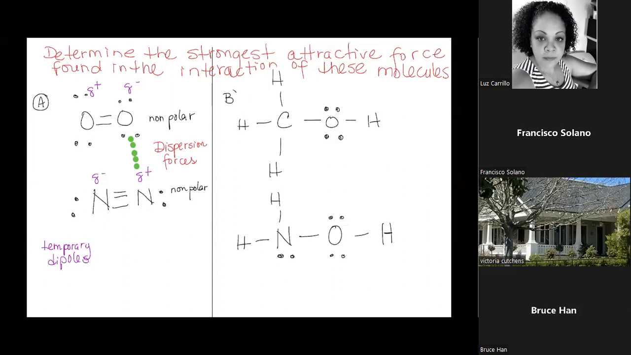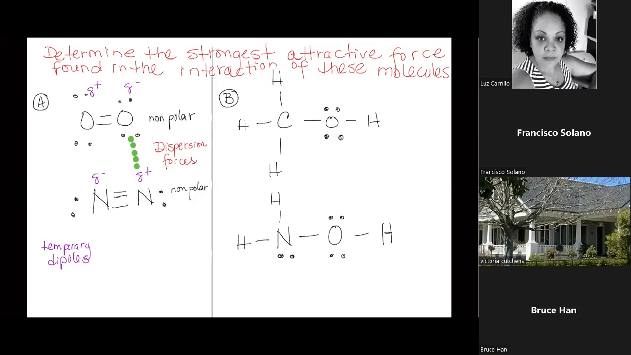Let's move on to letter B, okay? In letter B, on the top, we have methanol. On the bottom, we have hydroxylamine, okay? Out of the two, the one in the top, we're gonna learn how to name in chapter 12. I'm just introducing at least the molecules. So similar to the questions that we asked on A, okay?